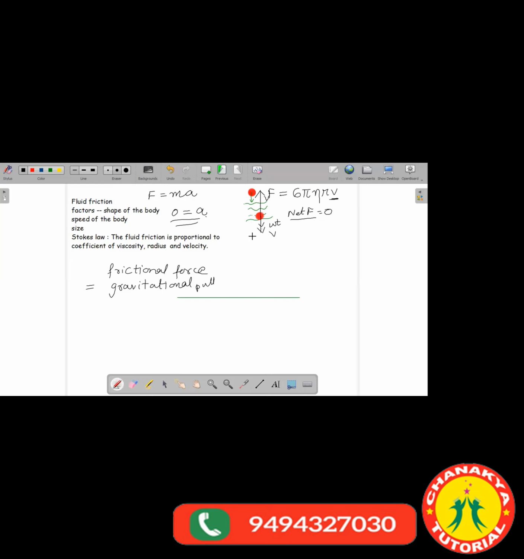Got it? Yes, sir. Okay. So what name is given to that constant velocity? Is that velocity given any name?